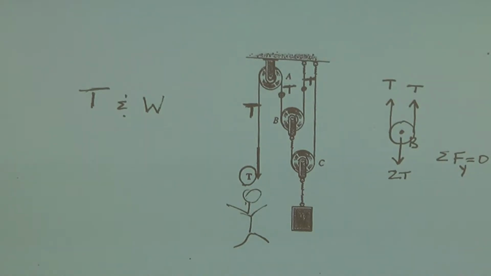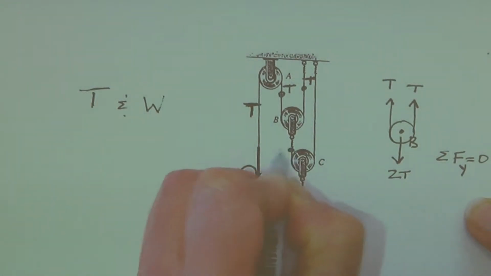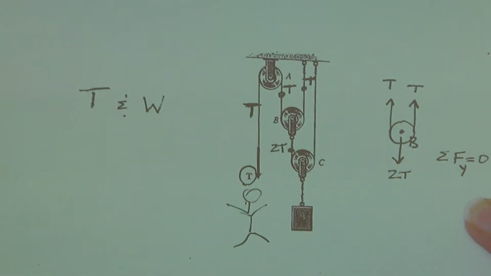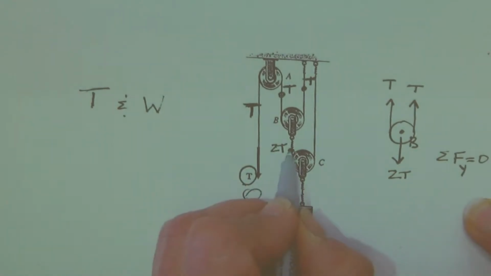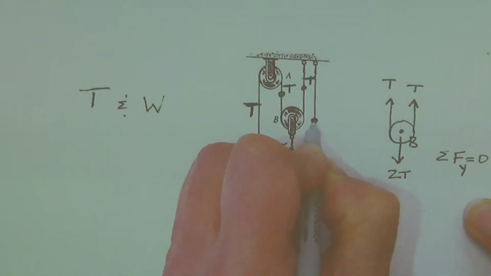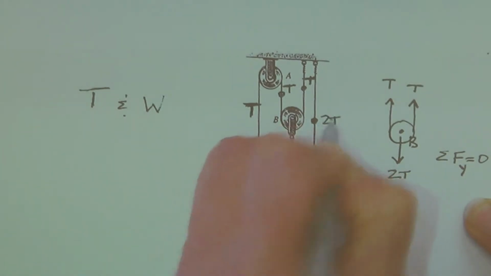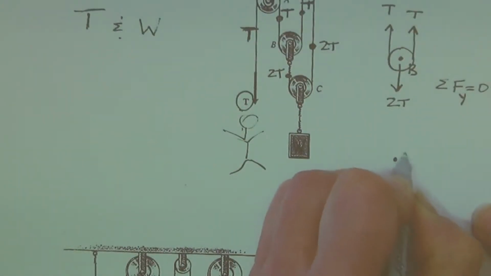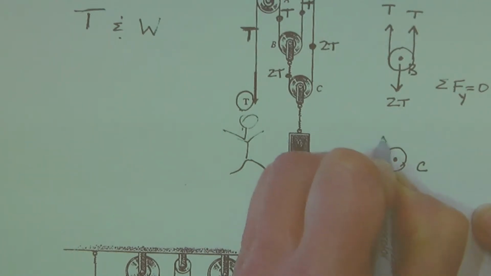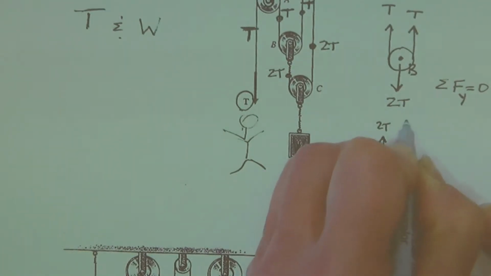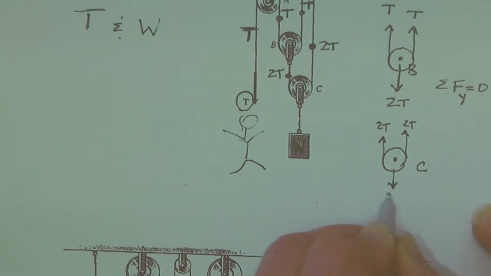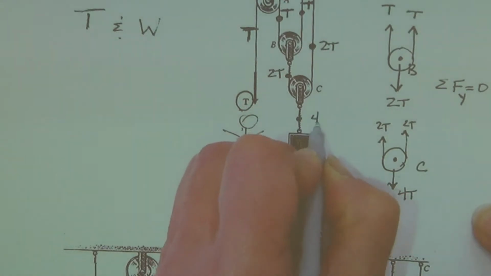Questions so far? So I'm going to write that then. If I just learned that this is 2T, that means this cable right here has a tension of 2T. So if this cable is 2T, what is the force going through this cable here? 2T. So then I could draw, can I draw a free body diagram now of pulley C? I have 2T going up, I have 2T going up, and I have a tension coming down. What is that tension coming down? 4T. So right here, there's 4T.